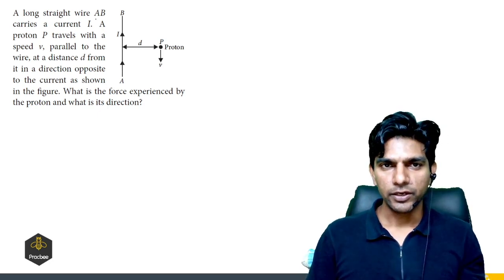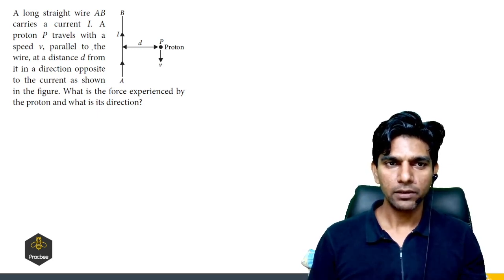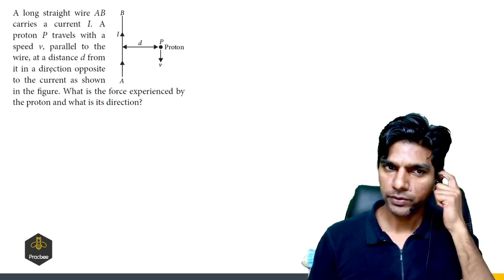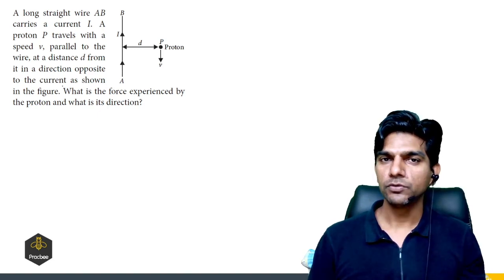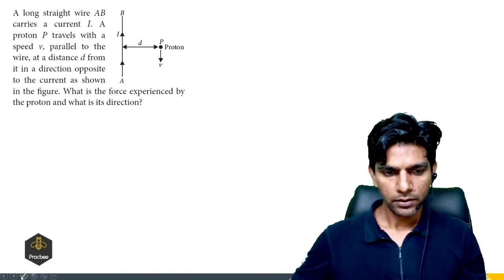A long straight wire AP carries a current I. A proton P travels with a speed V parallel to the wire at a distance d from it in a direction opposite to the current, as shown in the figure. What is the force experienced by the proton and what is the direction?